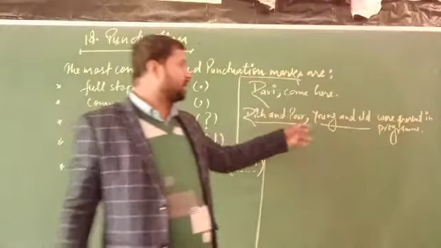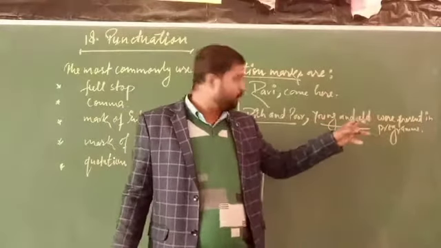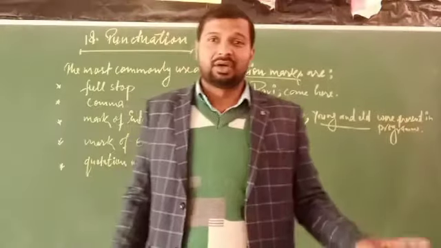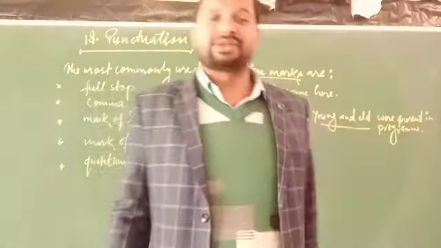Rich and poor, comma, young and old, were present in the program. So this is the second rule for comma. Okay, now next.